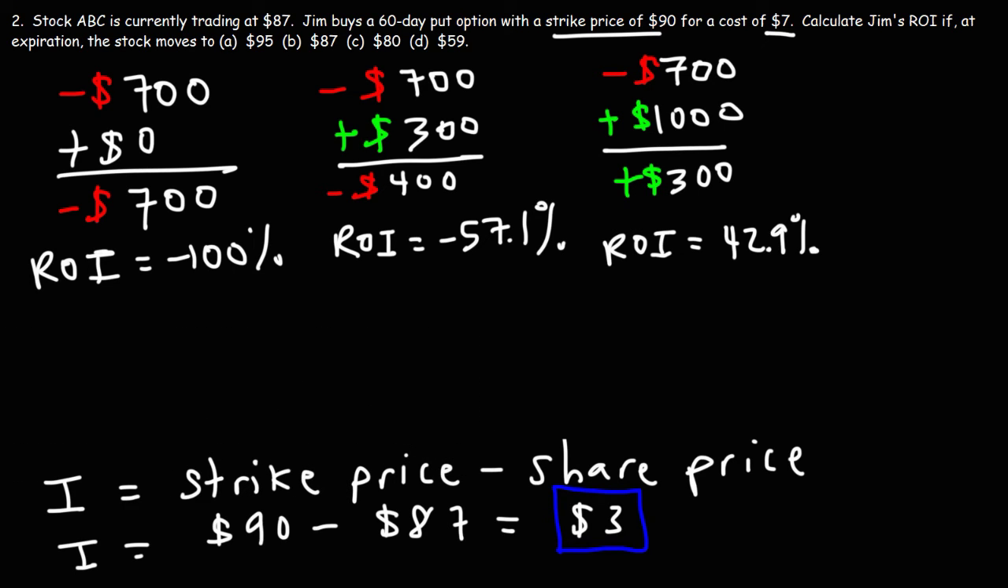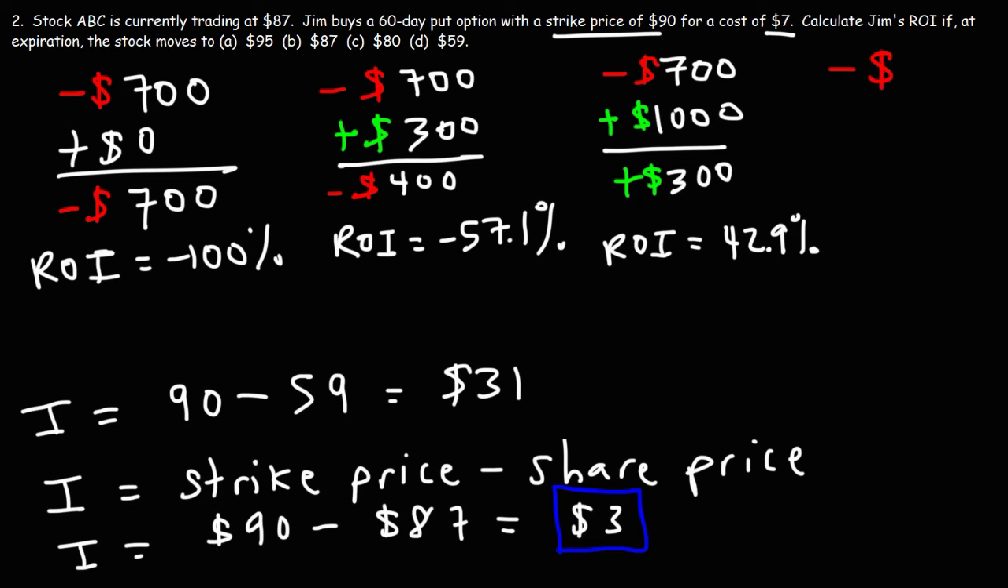Now, let's look at part D. Let's say it moved big time in his favor. The strike price is 90. The share price at expiration is 59. So 90 minus 59 is 31. So that's going to be the value of the put option at expiration.